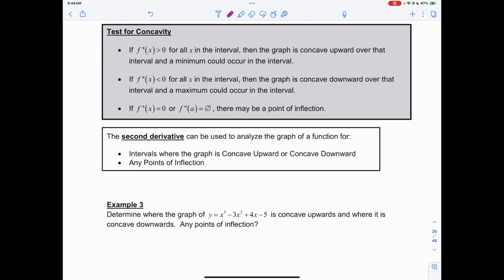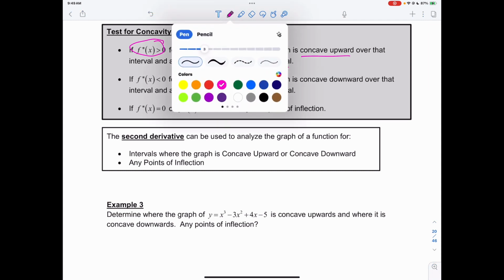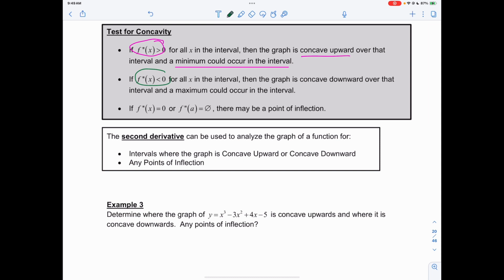So when we test for concavity, if the second derivative is greater than 0 for all the values of x in that interval, then it is going to be concave up. A minimum can occur when a graph is concave upwards. If it is less than 0 over that interval, it is going to be concave downwards, and a maximum can occur over that interval. So think about that.